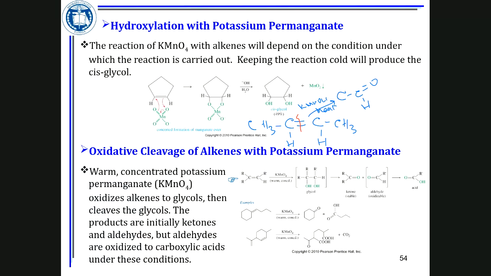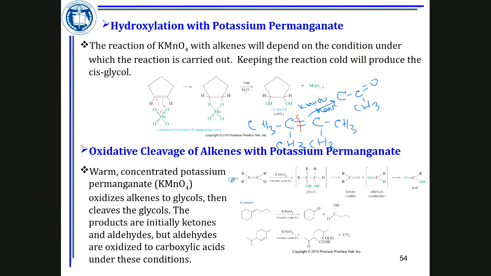Now, if your alkene is a highly substituted alkene, so you get 2 CH3 here. If you have 2 alkyl groups attached to one carbon, then your product is going to be a ketone. So if you have 4 alkyl groups attached, you get 2 ketones as the product. So carbon-carbon double bond with hot permanganate, the product is going to be either aldehyde or ketone.